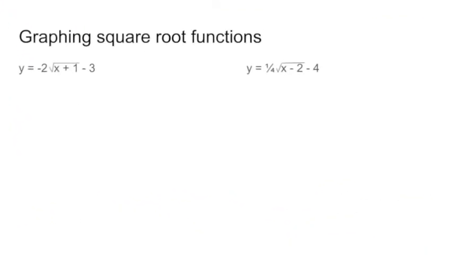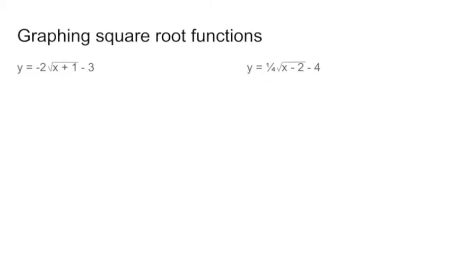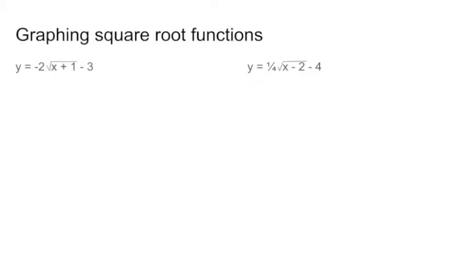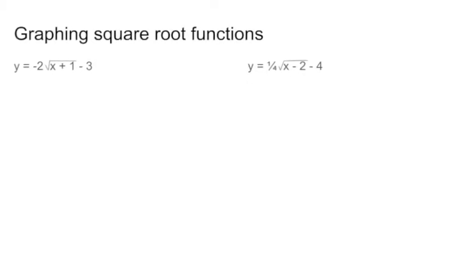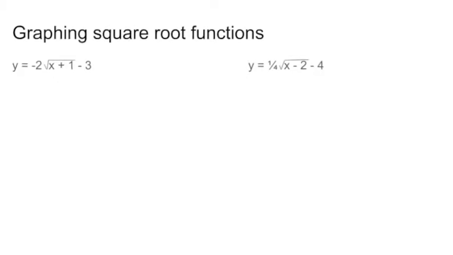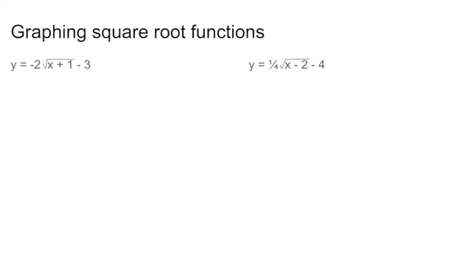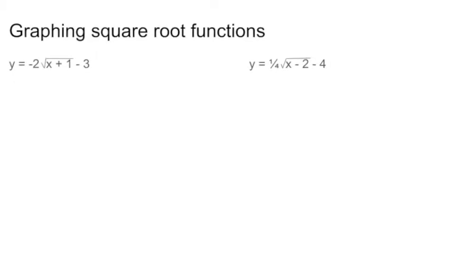Okay, here we're going to look at the square root function on the right. We have y equals 1/4 square root of x minus 2, and then minus 4 on the outside of that. Again, mental image: the 1/4 means it's going to grow a lot slower than if it was just a 1 out there. The x minus 2 on the inside is going to translate our starting point to the right 2 units, and then the minus 4 on the outside is going to translate it down 4 units.